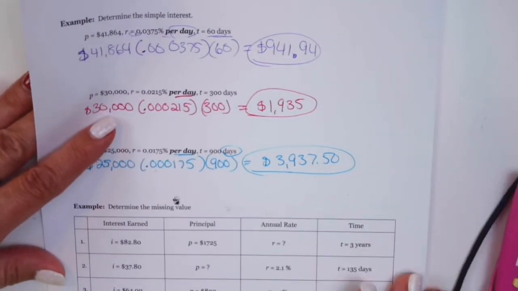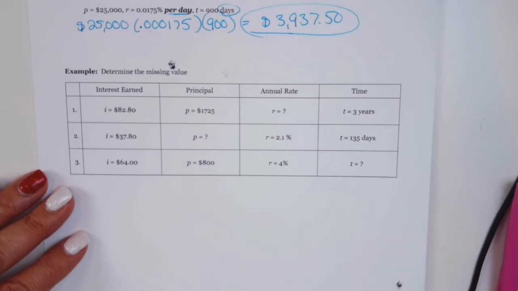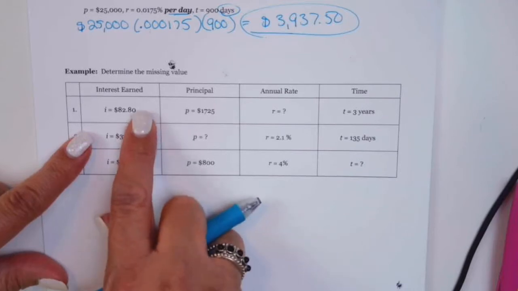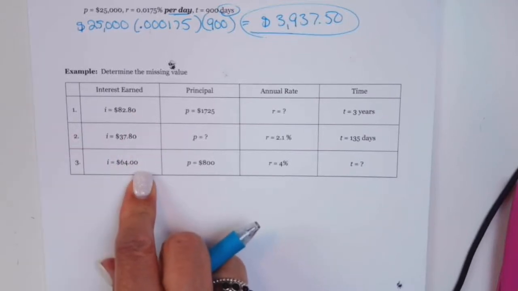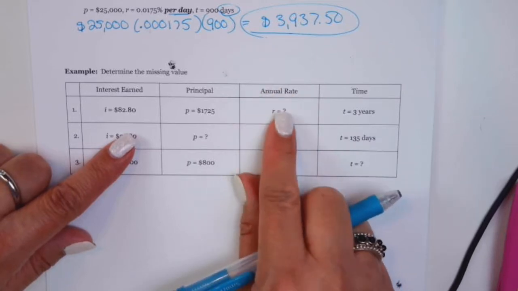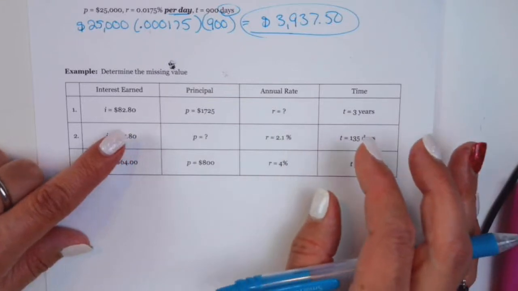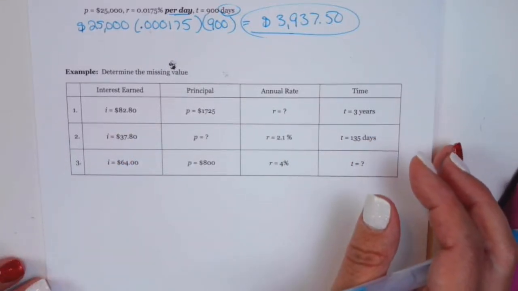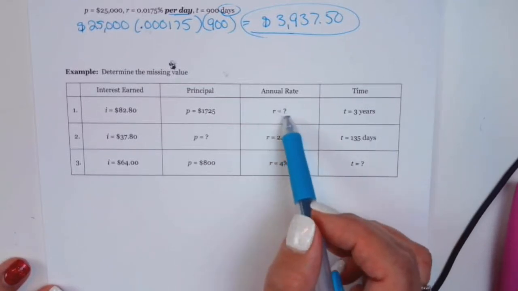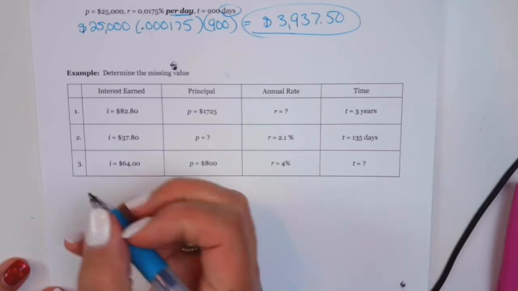Next, we're going to determine the missing value. So notice that here on all of these, we have the interest earned already. So for this first one, we're looking for that annual rate. This is where solving linear equations comes in. If you don't remember how to solve linear equations, then now is the time to go back and look at that part.